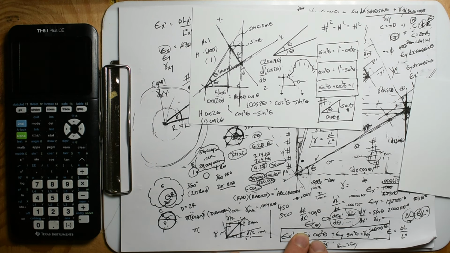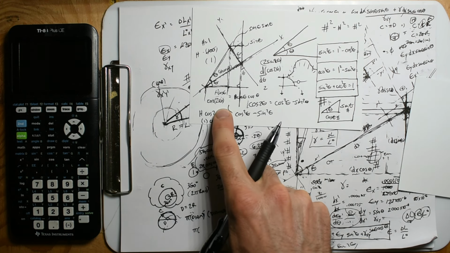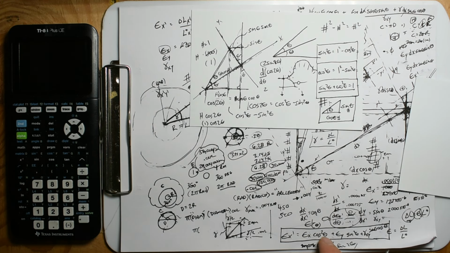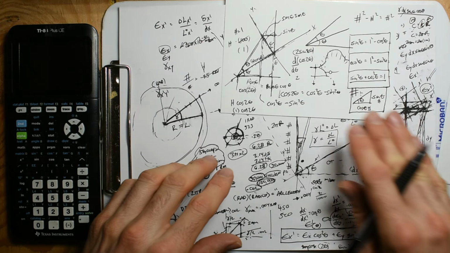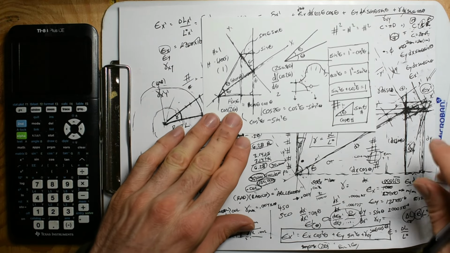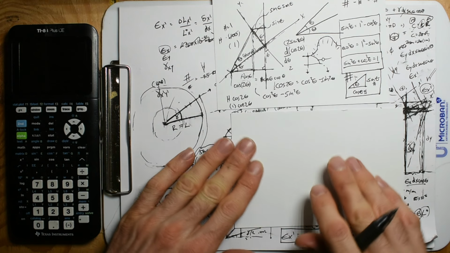But who knows how to differentiate cosine 2 theta? I think the only way to do it is actually go through this process, or just graph it on your calculator. But yeah, so sweet. So let's finish this identity.